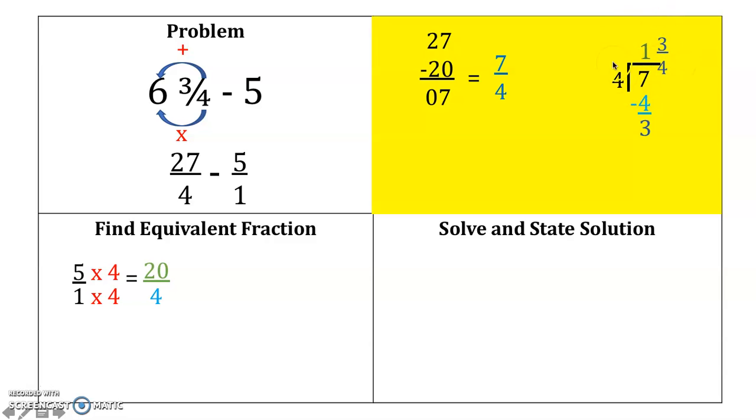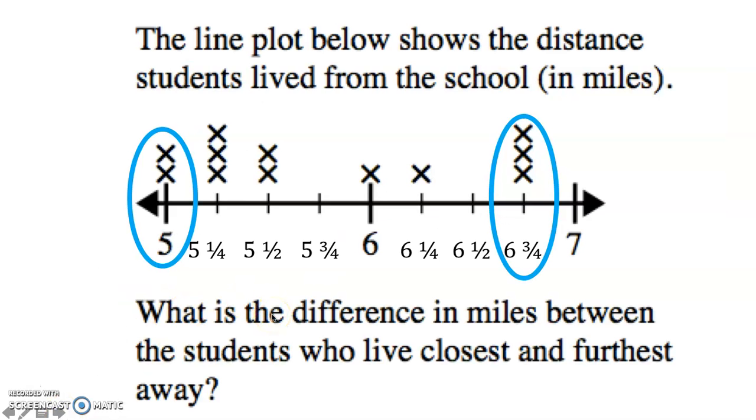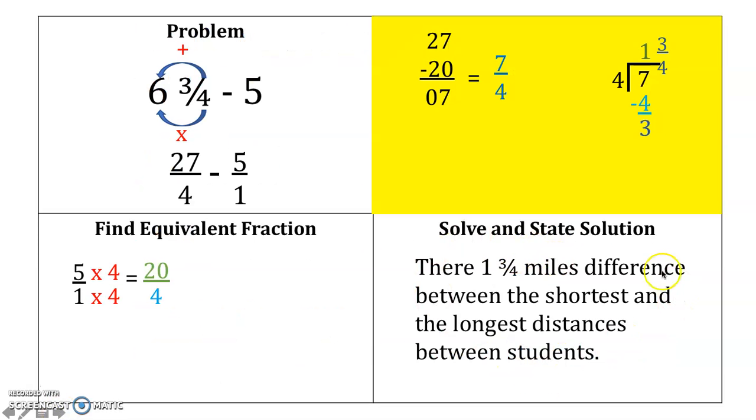However, this 1 3/4 means nothing unless you look back to the problem and see what you're answering. So the question was, what is the difference in miles between the students who live closest and furthest away? In our bottom box, we're going to be answering our question. There is 1 3/4 miles difference between the shortest and the longest distances between students.